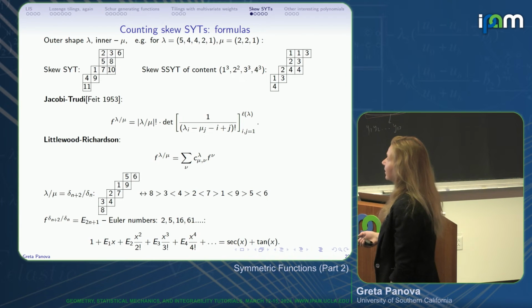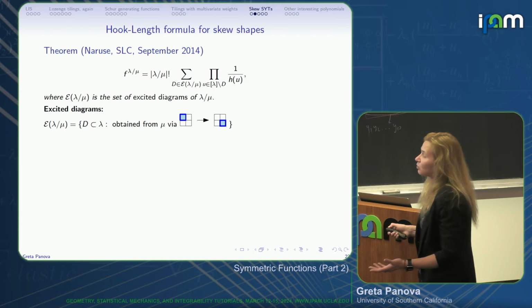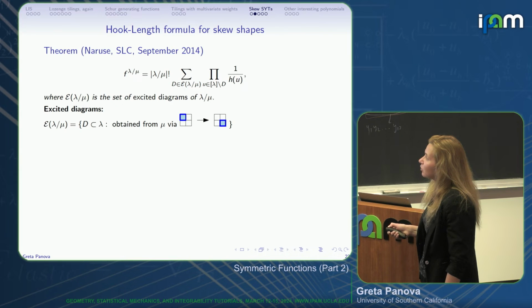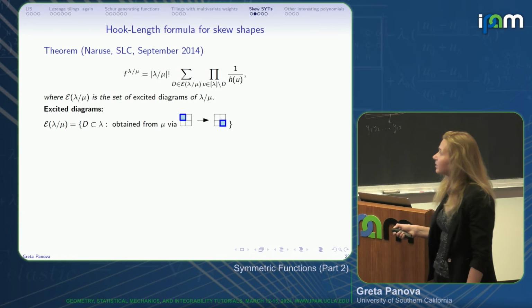What's the next thing we can do? Well, there is actually something close to a hook length formula. f^{lambda/mu} is n factorial, where n is the number of boxes, but then not a single product of hooks. Instead, we're summing over all these excited diagrams, with 1 over the hook lengths for all the boxes that are not part of the excited diagram.